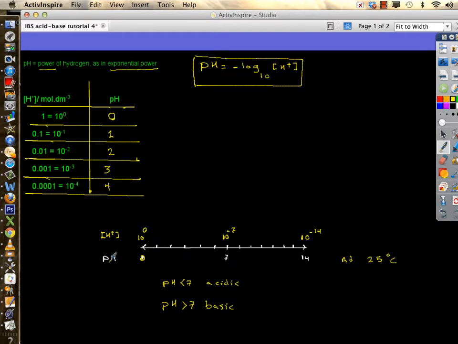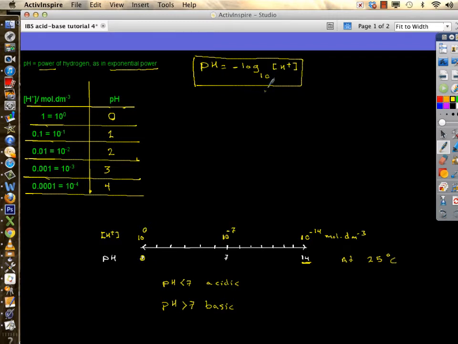Now, why do we use pH? Because concentrations are a bit annoying. In order not to talk about a 10 to minus 14 mole per decimeter cube solution of, let's say, hydrochloric acid, we talk about a solution that has a pH of 14. And then everybody knows, whether you're a chemist or not, that this is a strong base or a basic solution. So pH is simply a new mathematical scale, and it's negative log.